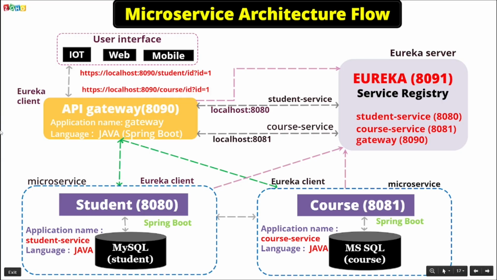So we are done now. We successfully saw how these microservices are registering to the Eureka server, and we successfully accessed these URLs from the gateway.